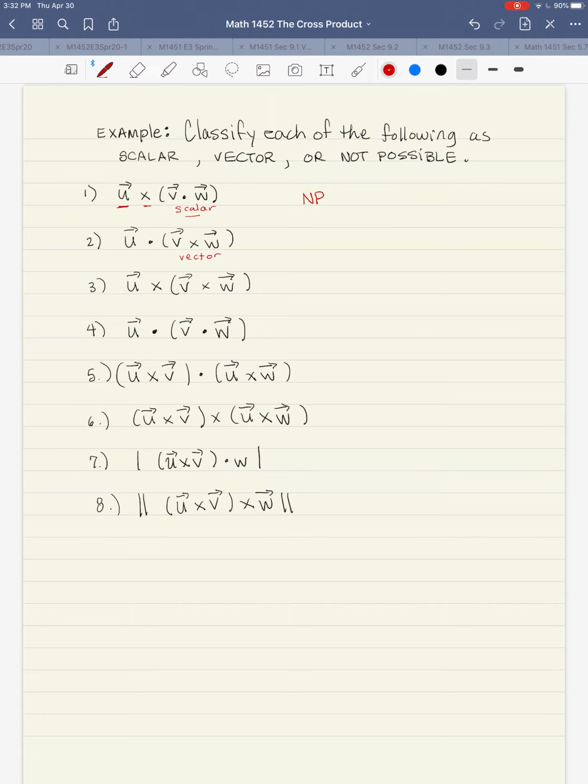In the parentheses in problem 2, the cross product gives you a vector. So I can take the dot product between a vector and a vector. And when we do that, we get a scalar. In the next one, I've got the cross product between two vectors we know is a vector. And then if we take a cross product between that and another vector, by gosh, we get a vector.